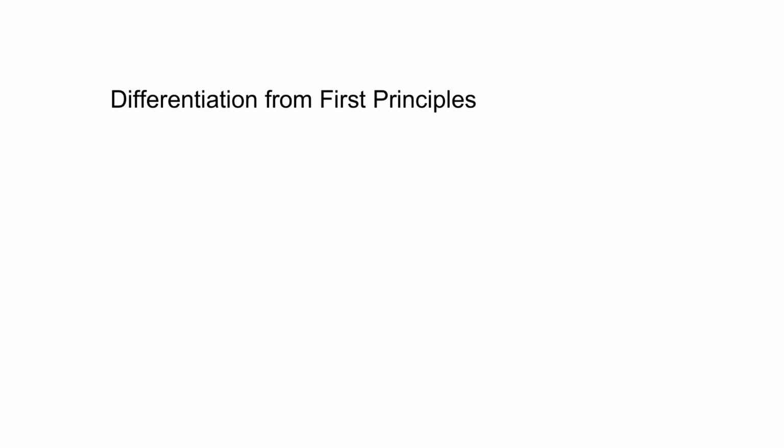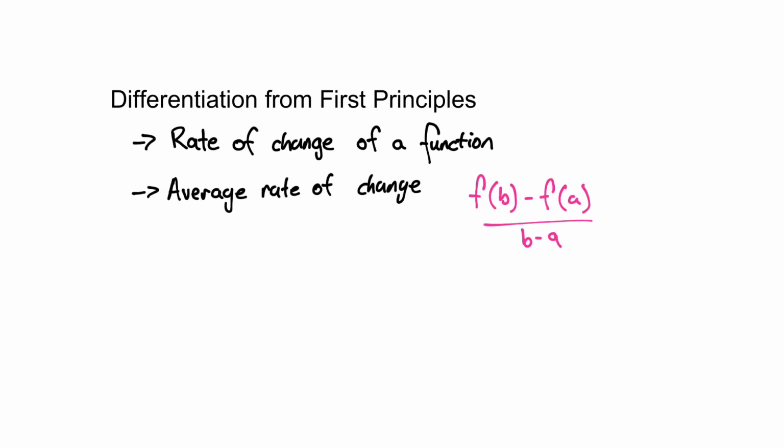A derivative is looking at the rate of change of a function. We know what our average rate of change is. It's given by the change of our function over our change in our input. But how can we apply this to a function?